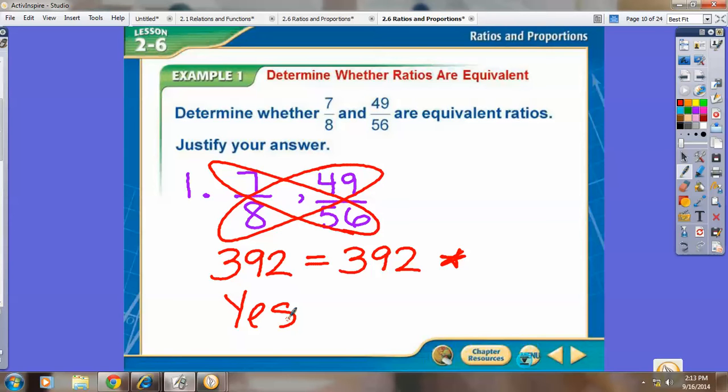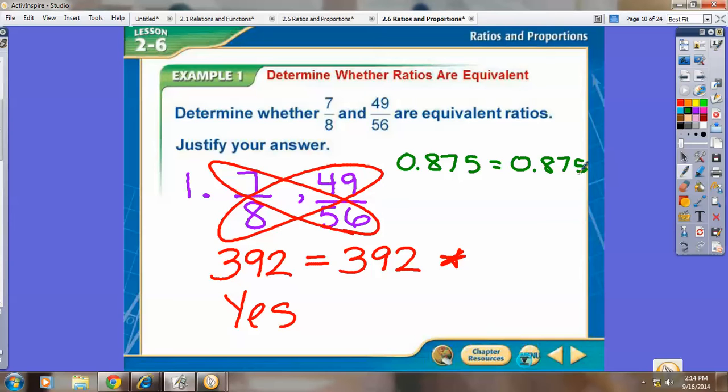There's another way that we could have done this. How else might you compare ratios? Divide each side. Let's do that. Let's take 7 divided by 8. What do you get? 0.875. If we take 49 divided by 56, what do you get? 0.875. They need to be the same. So again, this is justification enough for me. This shows that these two are equivalent ratios.